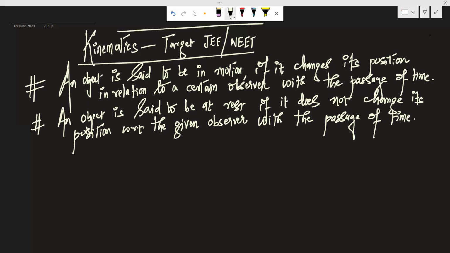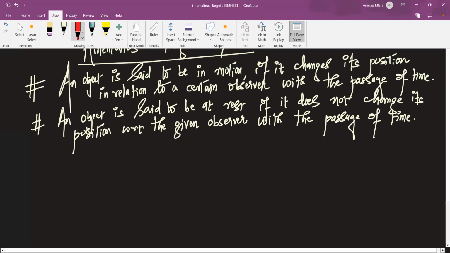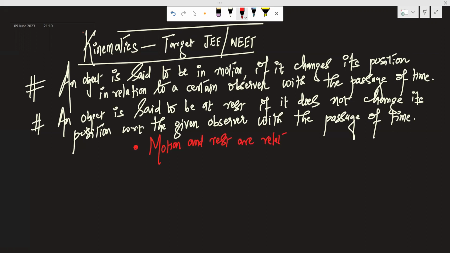And what is the important point in this regard? We must remember that whenever we discuss motion or rest, the very important basic point is that motion and rest are always relative in nature, right? मतलब ये डिपेंड करेगा कि who is observing. It depends on the point of observation by the observer.